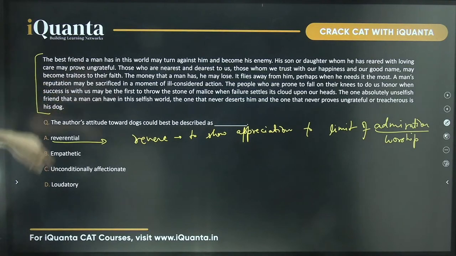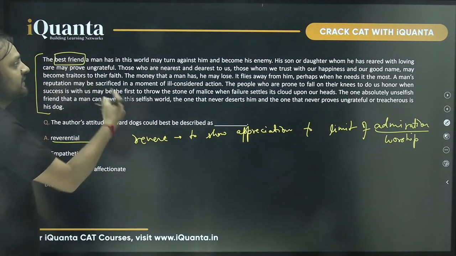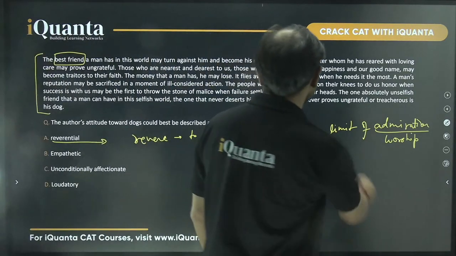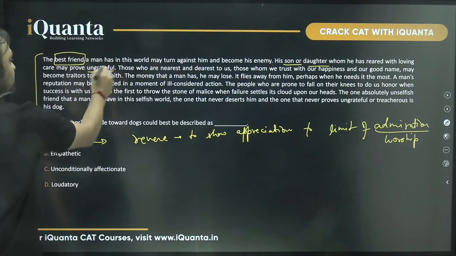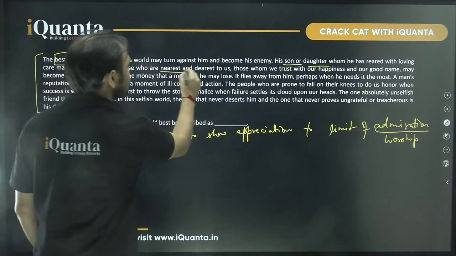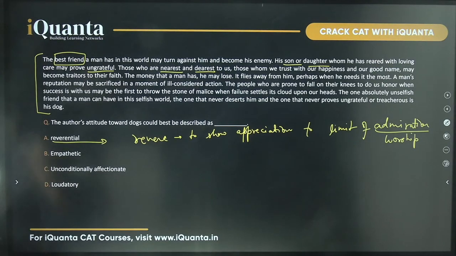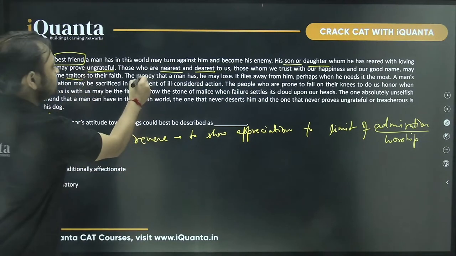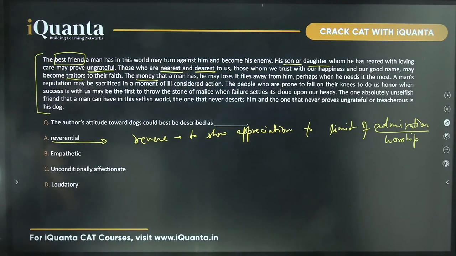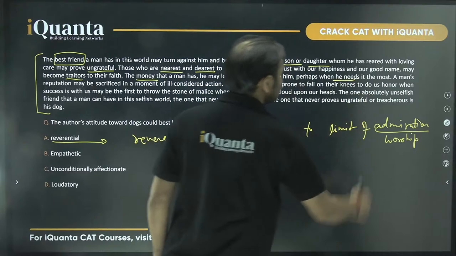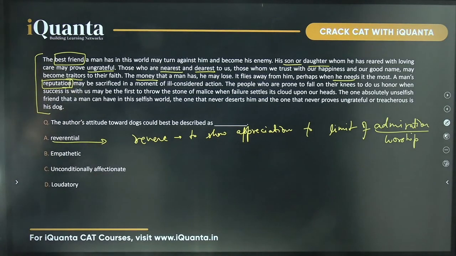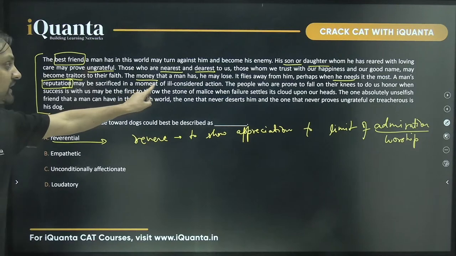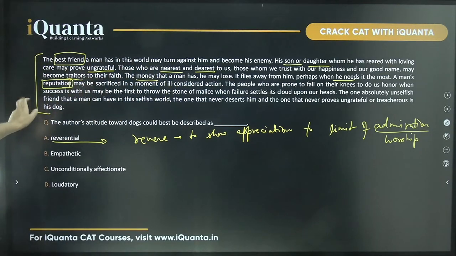has in this world may turn. So even your best friend may turn against you and become your enemy. Your son, your daughter, whom you have reared with loving care, may prove ungrateful to you. And those who are nearest and dearest to you might one day kill you and may become traitors of their faith. The money that you possess will be gone one day, and it flies from you perhaps when you need it the most, your money. And a man's reputation, so even your reputation that you have garnered by your hard work, may be sacrificed in a moment of ill-considered action. You will lose your reputation in a jiffy.